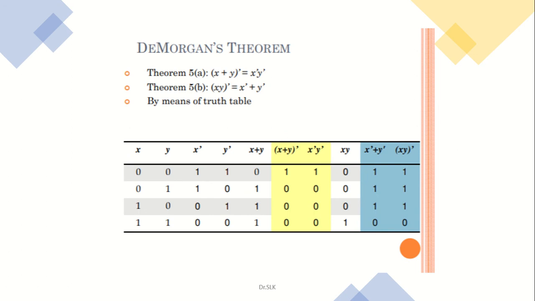And the next fundamental theorem is called DeMorgan's theorem, which is given as x plus y the whole bar is equal to x bar into y bar, or else x plus y the whole dash is equal to x dash into y dash. And theorem number 5b is xy the whole dash is equal to x dash plus y dash. This could be proved by using the truth table, and you would have already studied this in your higher secondary physics, under semiconductor physics, after the logic gates.